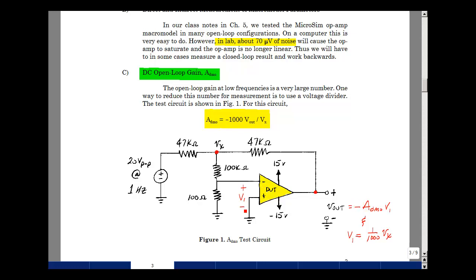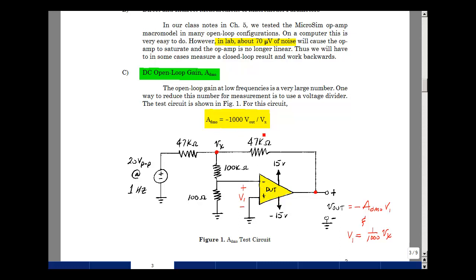But what's the voltage V1? Well, since roughly no current goes into here, we have a voltage divider of the voltage Vx times 100 over 100 plus 100K. That's about 1/1000. In other words, V1 is about 1/1000 of Vx. So now if we solve for ADM0, it's going to be equal to Vout, bring the 1/1000 to the other side of the equation, so we're going to be multiplying by 1,000 and then dividing by Vx. And that's the equation that you see over here. So by measuring the ratio of Vout to Vx and multiplying that by minus 1,000, or just take the magnitude of it, you get the value of ADM0.